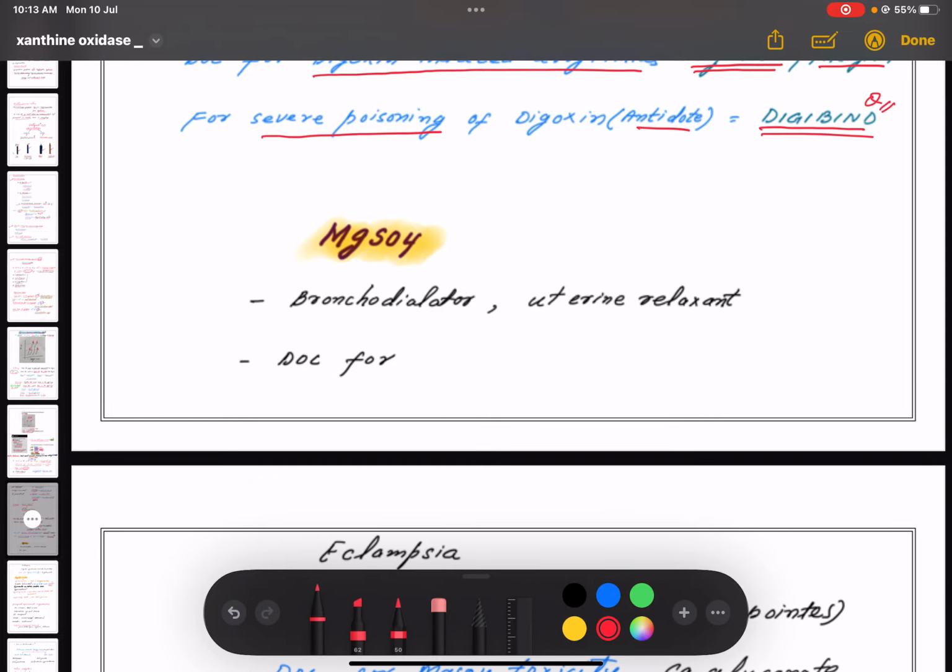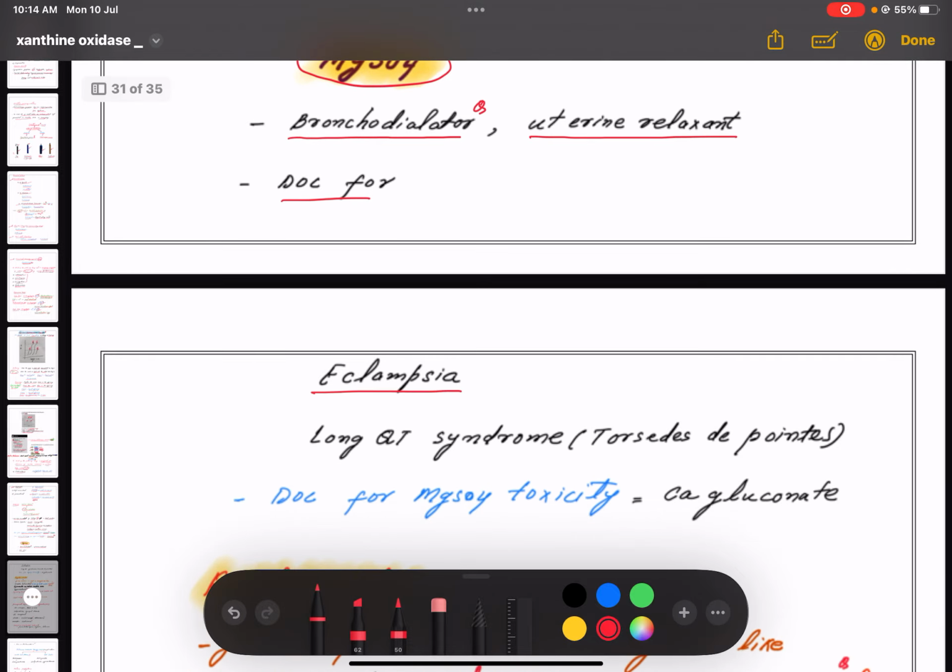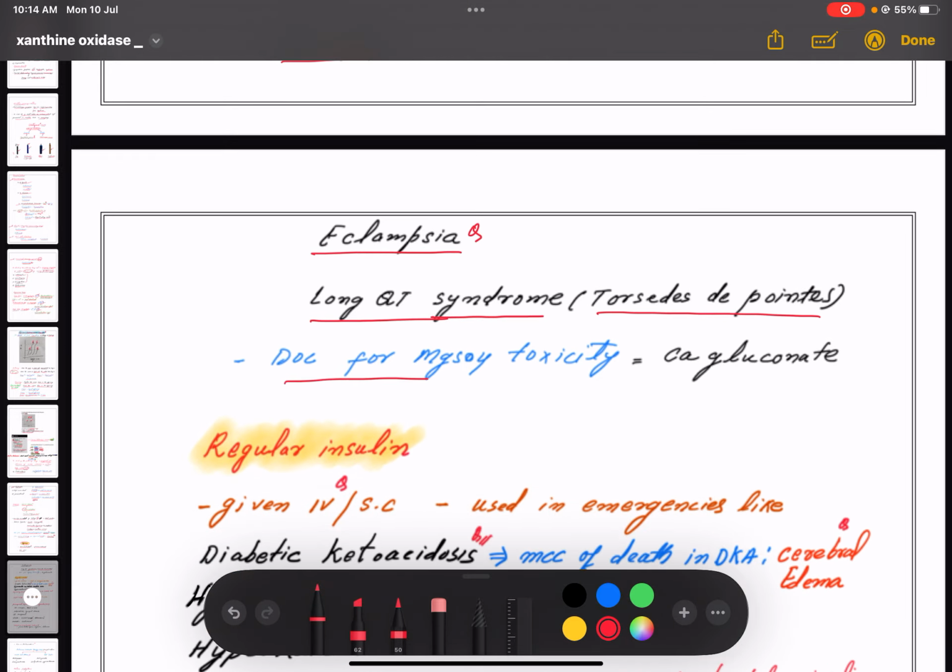Now let's remember some important points about magnesium sulfate. Mag sulfate is a bronchodilator. Also it's a uterine relaxant. It is the drug of choice for eclampsia. Eclampsia means gestational hypertension with seizures. It is also the drug of choice for long QT syndrome, also known as torsades de pointes. Drug of choice for mag sulfate toxicity is calcium gluconate.